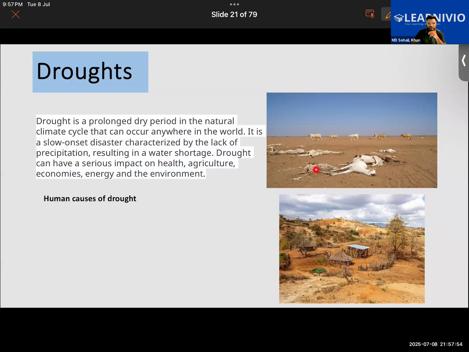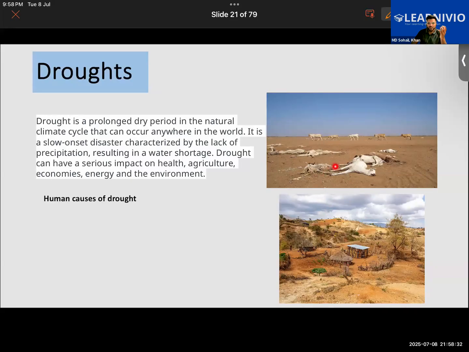Getting it? That condition is called drought. Drought is a prolonged dry period in the natural climate cycle that can occur anywhere in the world. It is a slow onset disaster. It's a natural disaster, but it does not happen suddenly. It happens slowly. So what happens in drought? There is very little precipitation, almost no rainfall. So it will lead to shortage of water, and as there is shortage of water, there will be fewer trees in that area.